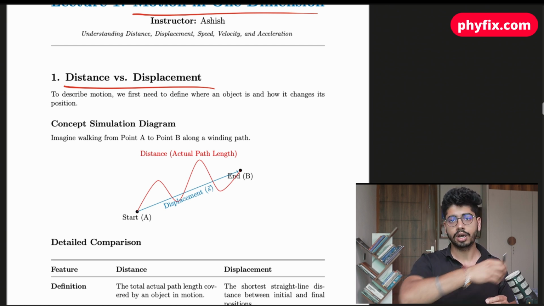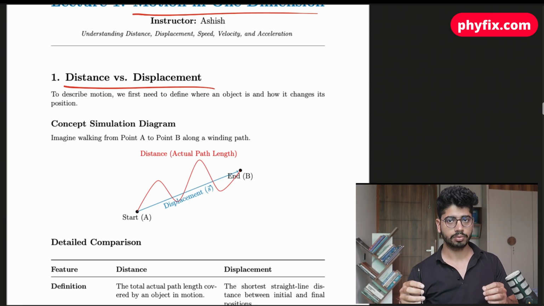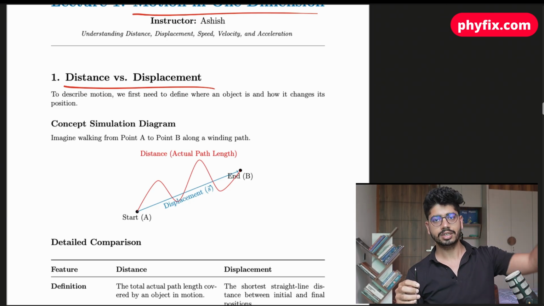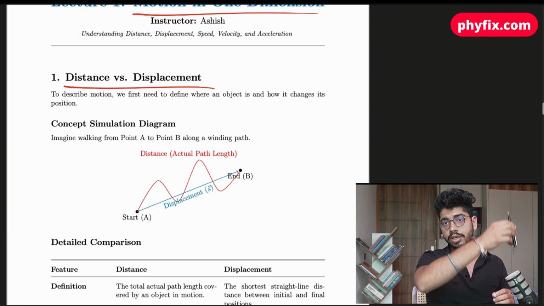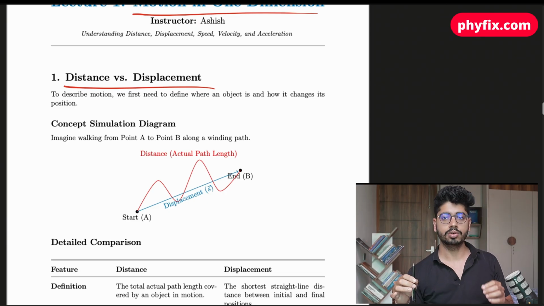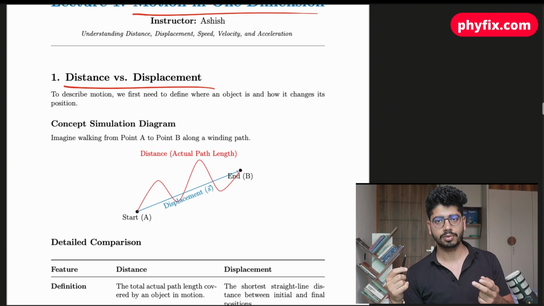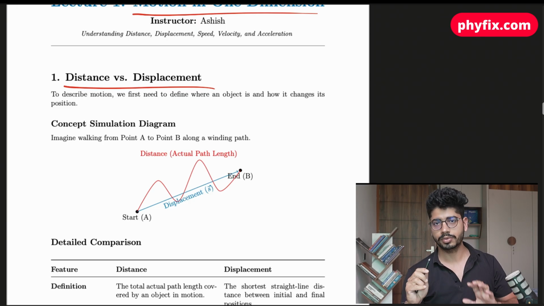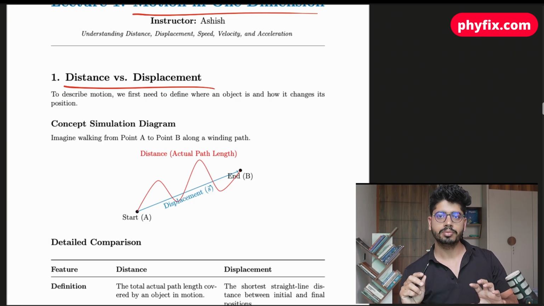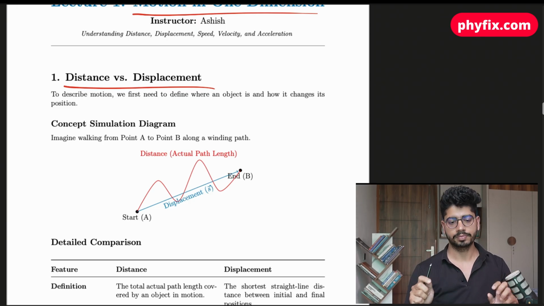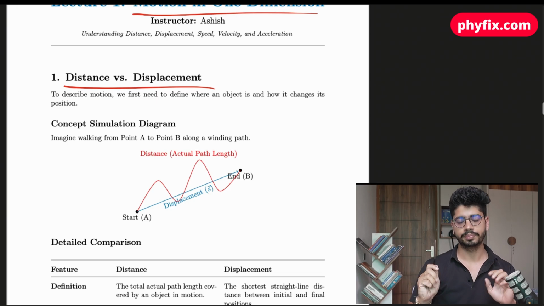If you are moving the car from home to the market and you come back home, distance is how much length you covered. So this is the distance that we have. It is a scalar quantity. It is always positive and it is the actual path length that is traveled. It is just a measurement of how much magnitude it is.